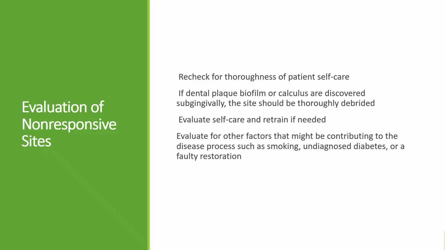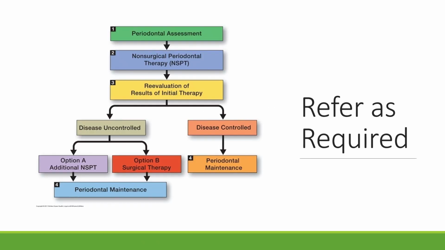Do we have to change up what we're doing with them? There might be still calculus discovered subgingivally, so we've got to go back in and redebride that area. Again, evaluate self-care, retrain if we need, and look at other factors. Are they smokers? Is there undiagnosed diabetes? Or is there a faulty restoration? So we have to look and evaluate those areas of non-responsiveness and decide what's happening in those areas.